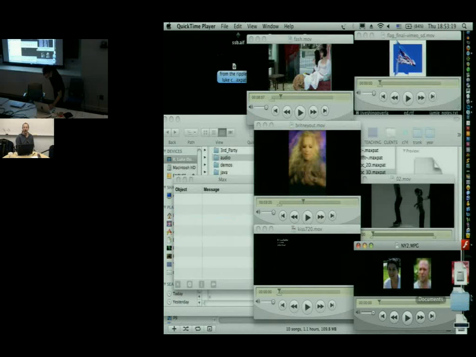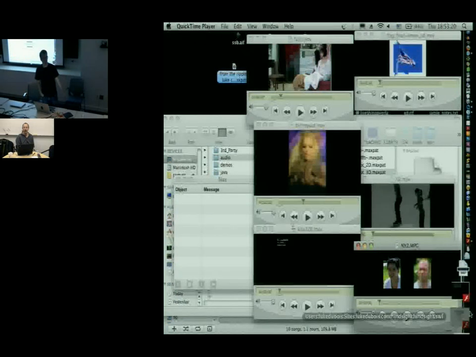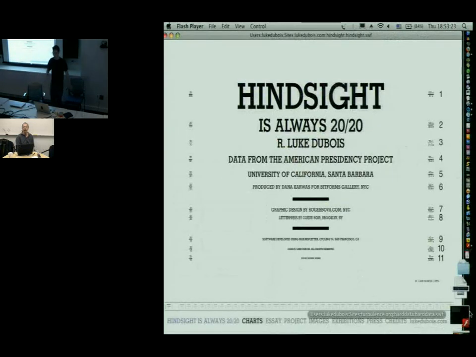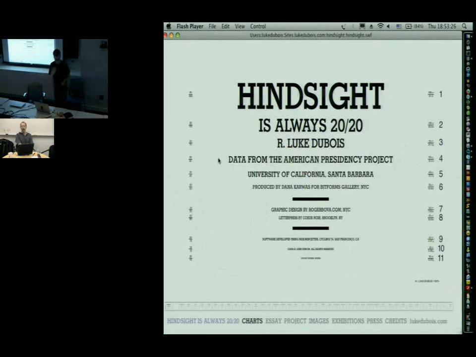And I'll show you just briefly the piece that's on the wall around the corner. I was commissioned by the Democratic National Convention to make a piece in 2008, and I made a piece called "Hindsight is Always 2020." And I knew I was going to make something about presidential speeches, presidential rhetoric. I started out thinking I was going to do something like a Billboard pop chart, like the 100 most common phrases or something like that.